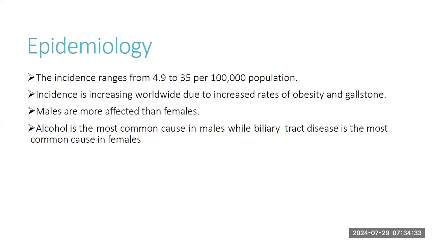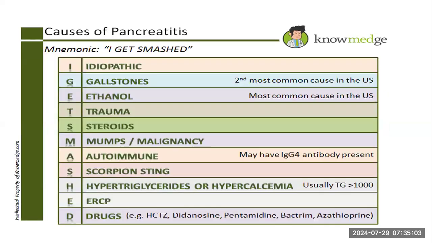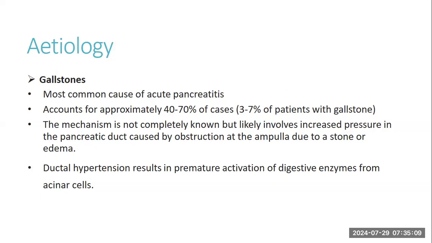The epidemiology: its incidence ranges from 4.9 to 35 per 100,000, with rates rising with obesity and gallstone. Males are more affected than females, and alcohol is the most common cause in males, whereas biliary tract disease is the most common cause in females. This is just the recap on etiology, the I GET SMASHED mnemonic. So gallstone is the most common cause of acute pancreatitis worldwide, and it accounts for approximately 40 to 70% of cases.